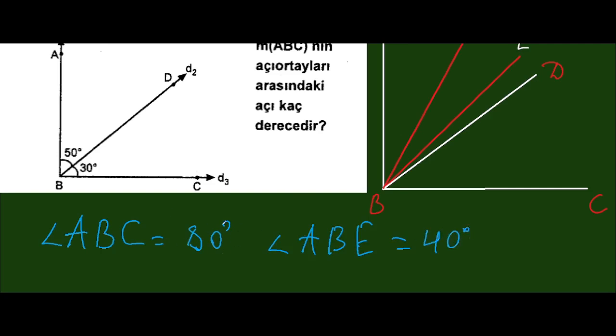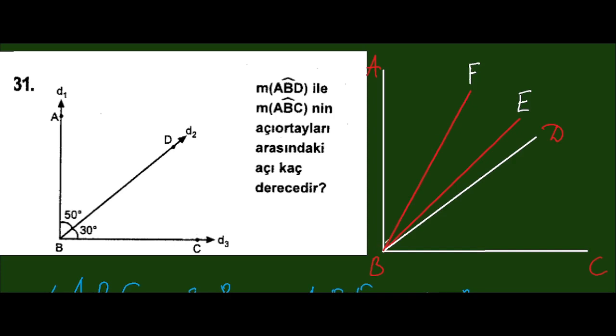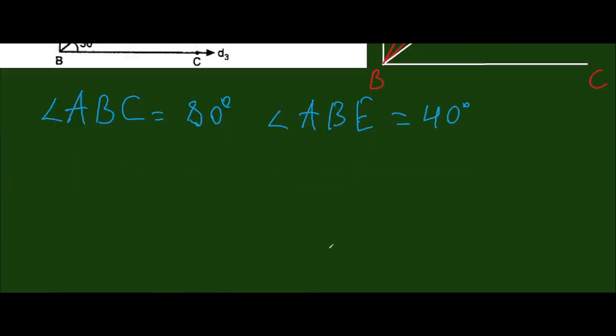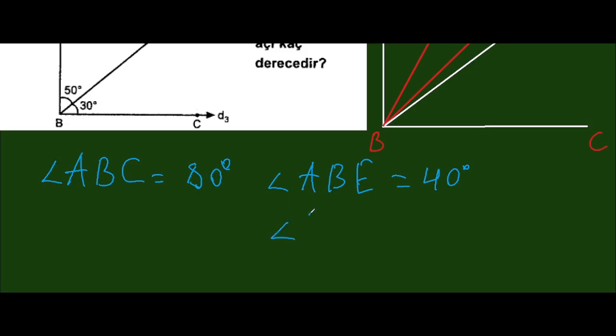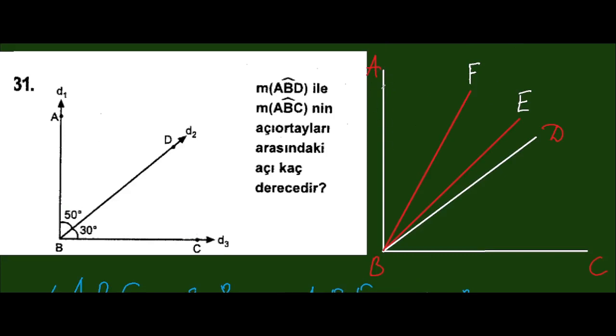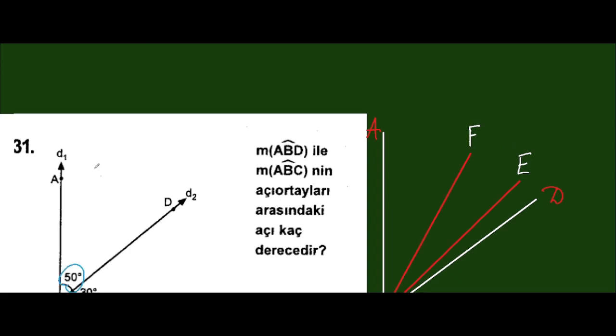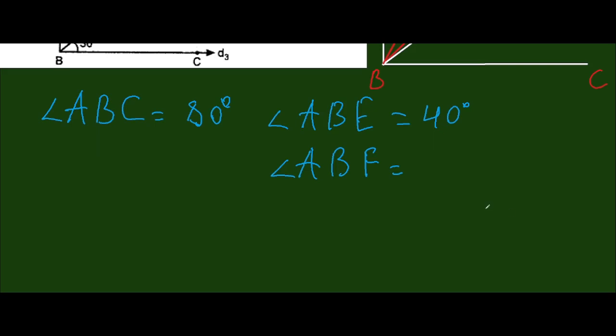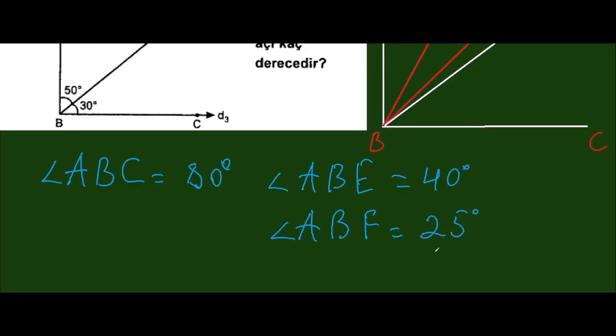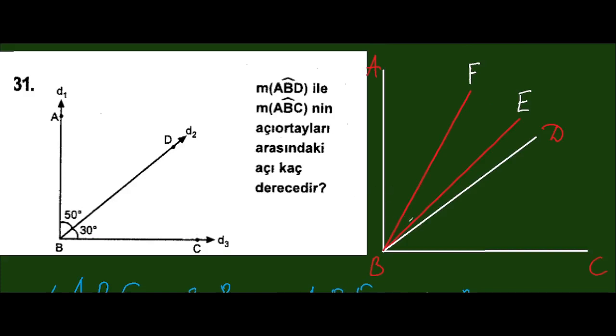So the half of this, and the bisector of ABD is BF, and the ABF angle will equal to, we know that ABD is equal to 50 degrees here. So from here we can write down it as 25, the half. And we have to find out this angle. Let me draw this angle X.